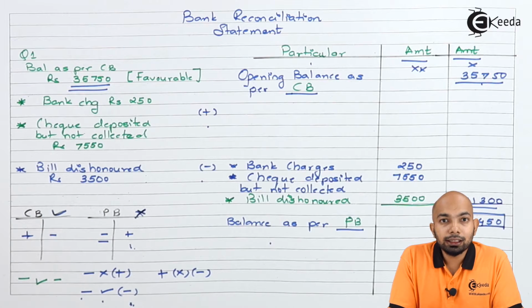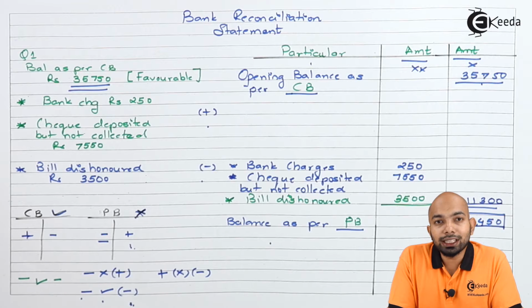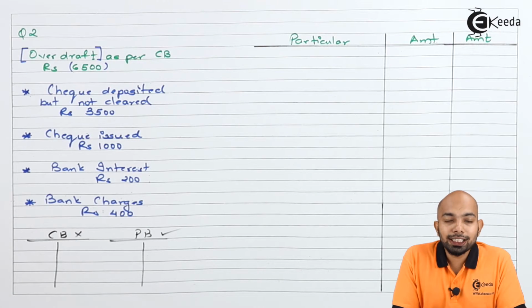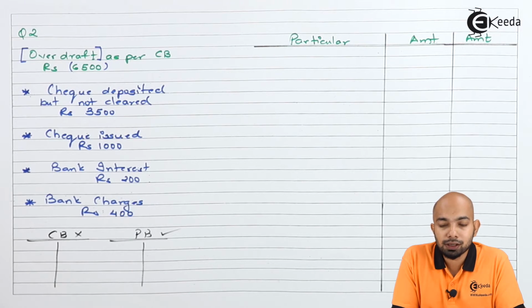So this is the end of the sum, or the end of the transaction as per the favorable balance. The next problem that we'll be solving is an unfavorable one, or what happens when there is an overdraft balance. Let's go through that. The problem that we learned in the previous one was the favorable balance as per the cash book. Now what we'll be learning is the overdraft balance, and how to deal with transactions as per the overdraft balance. We have a specific sum mentioned here. Let's go through that first.